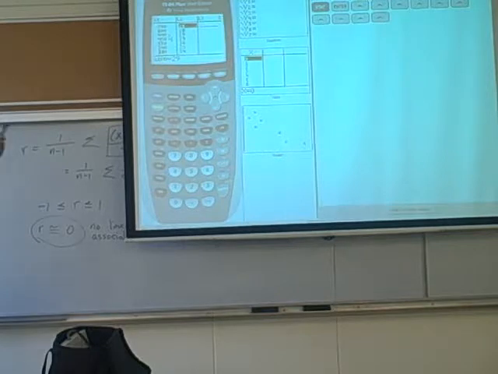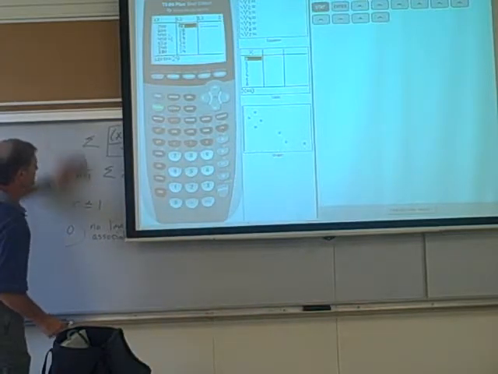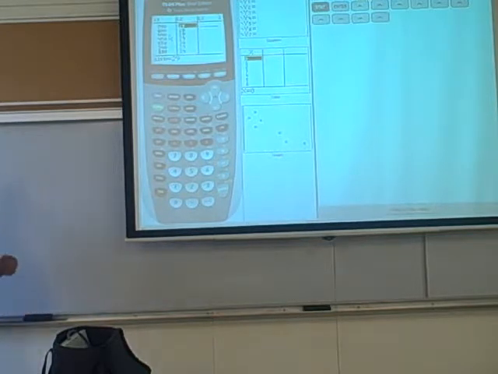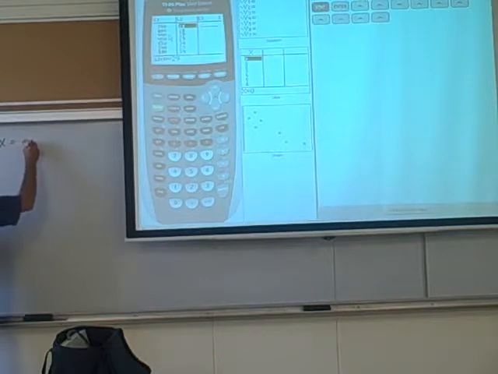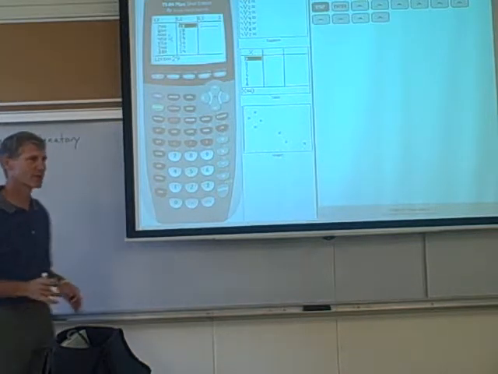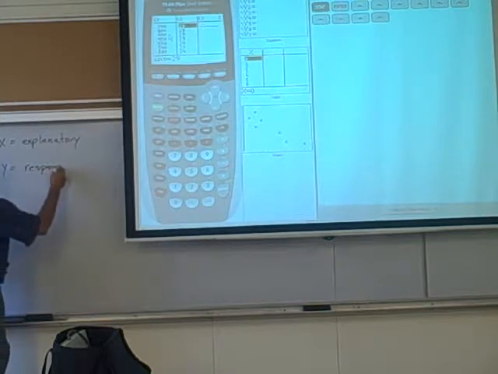And I entered mine actually backwards, which reminds me I forgot to talk about explanatory and response variables. We did that for contingency tables, but I haven't done it for scatter plots. By convention, we let x be the explanatory variable. See how it works? So x is explanatory. Y is then the response variable.